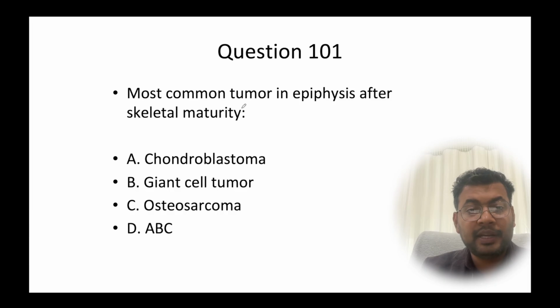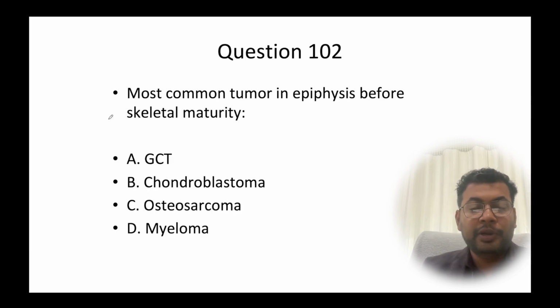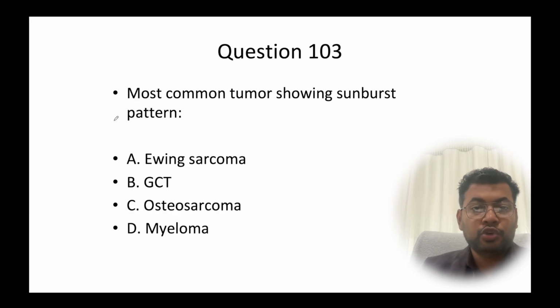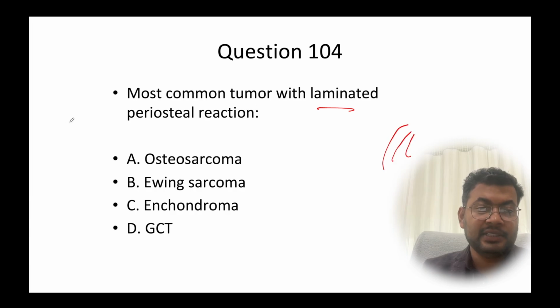Most common tumor in epiphysis after skeletal maturity. So after skeletal maturity is GCT. Most common tumor in epiphysis before skeletal maturity is chondroblastoma. Most common tumor showing sunburst is osteosarcoma. Most common tumor with laminated periosteal reaction, that is, laminated periosteal reaction means onion peel reaction, Ewing sarcoma.